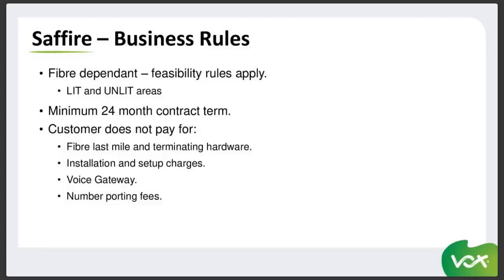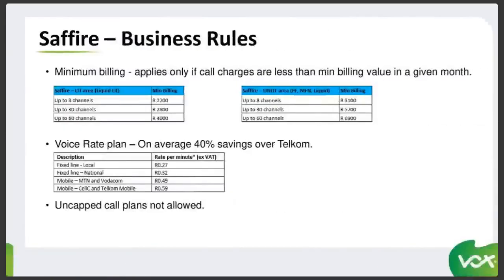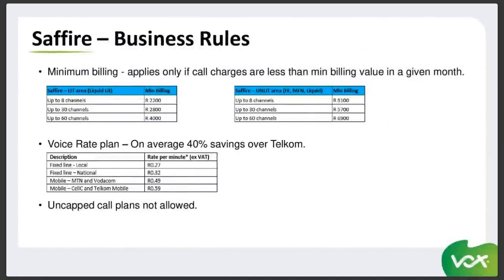The contract term here is a minimum 24-month contract term. And just as a reminder, the customer does not pay for any of the following: fiber last mile, terminating hardware, installation and setup fees, voice gateway. Even number porting all gets thrown into the deal. If we look at the minimum billing amount, the concept of minimum billing is as follows.